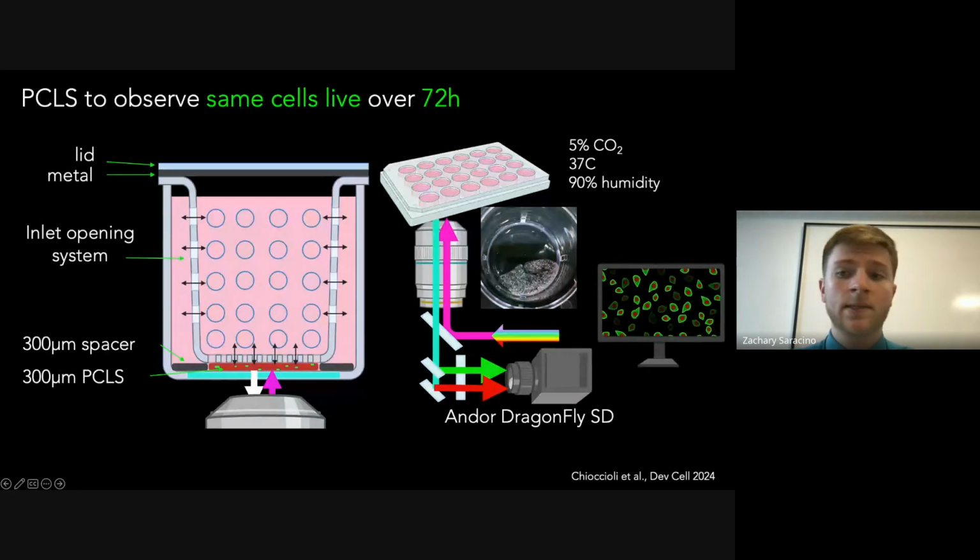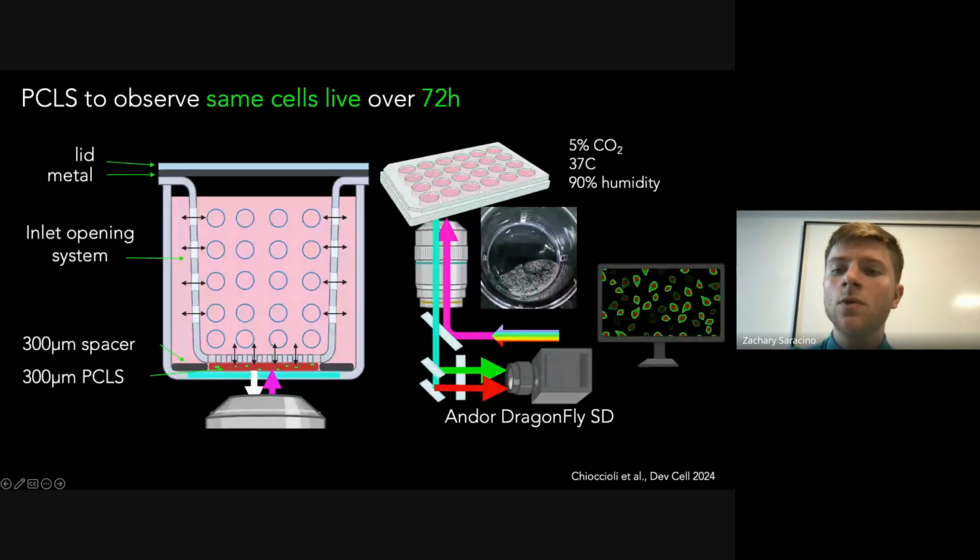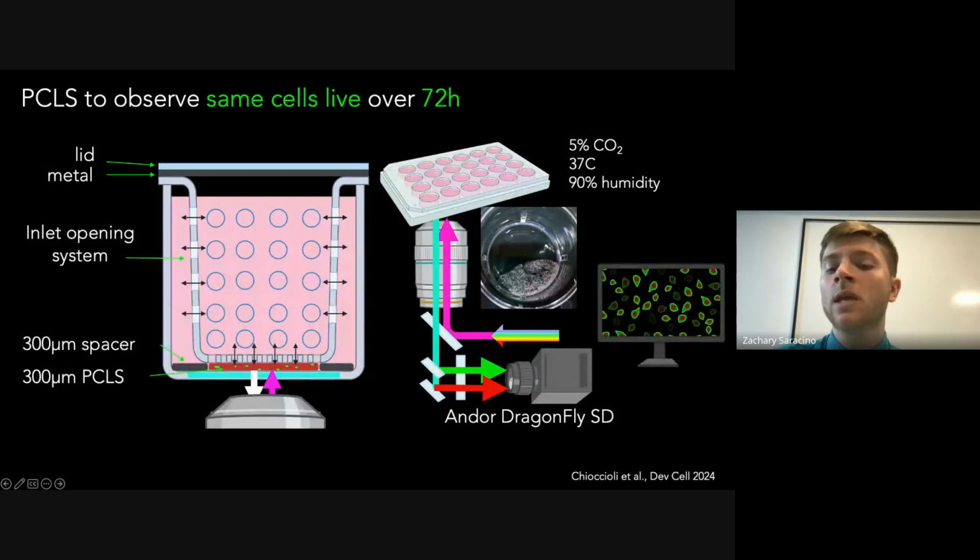And of course, you have your typical incubator conditions that we used, which is 5% CO2, 37 degrees Celsius, and 90% humidity. And in this experiment, we imaged with the Andor Dragonfly spinning disc confocal microscope. Next slide.